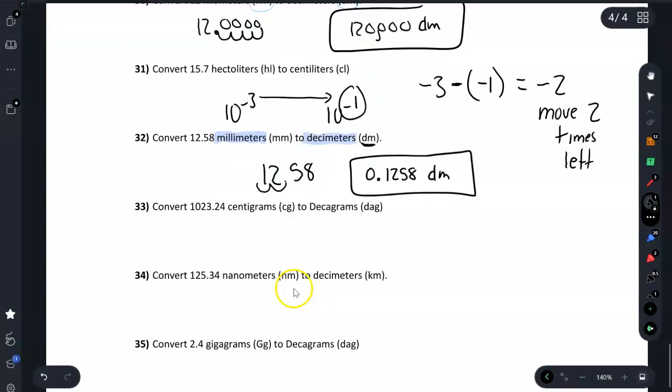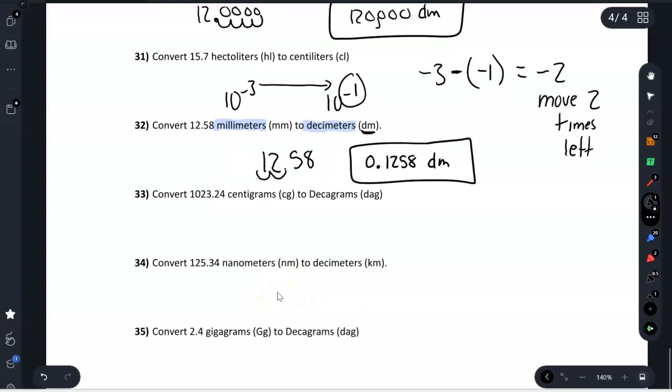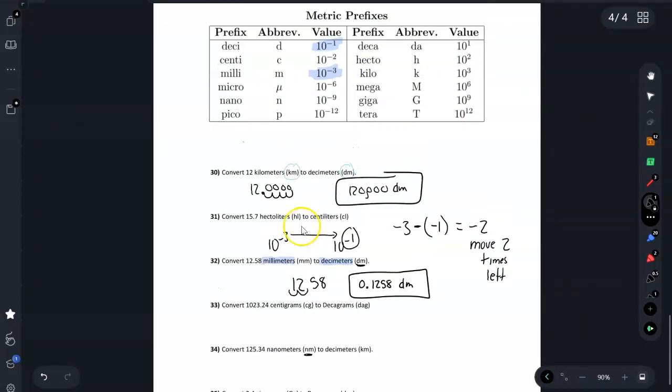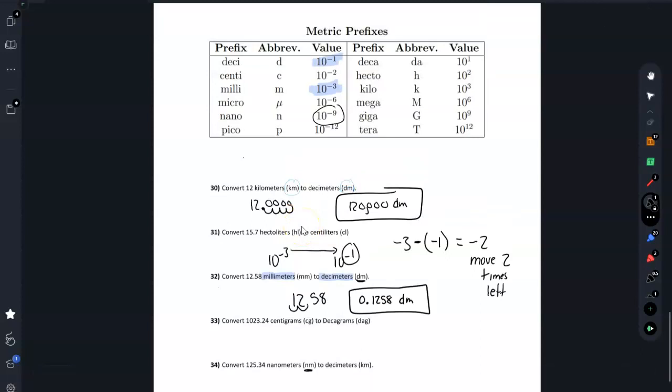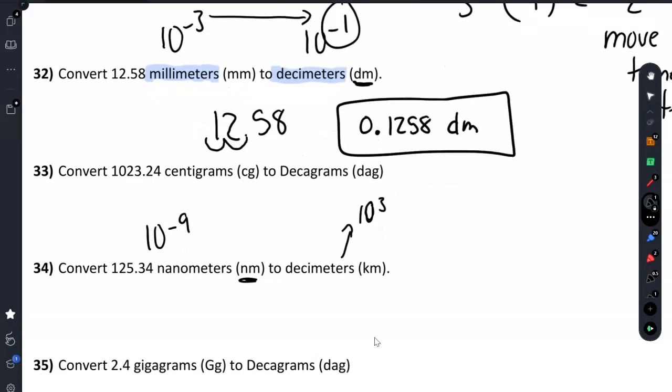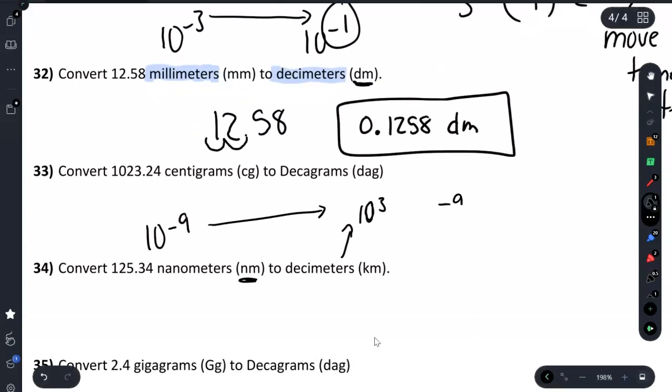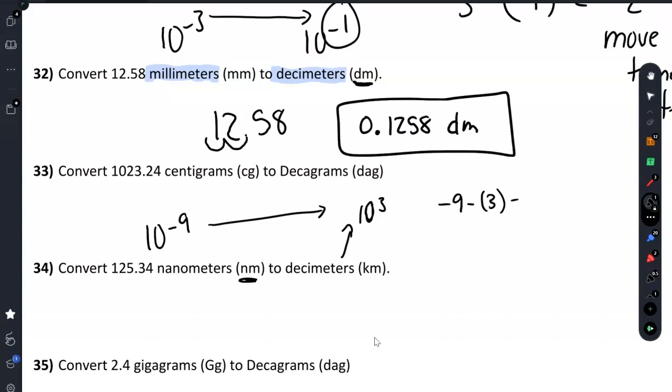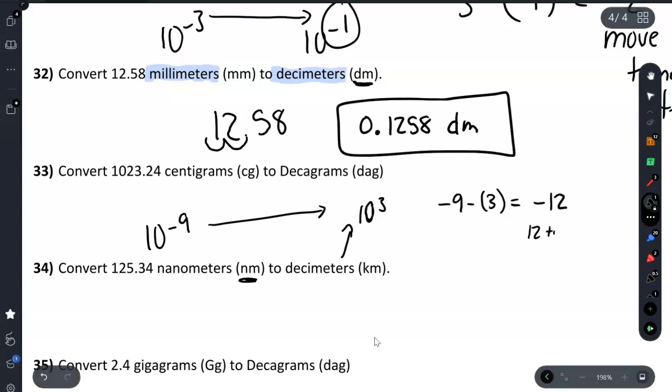All right, so let's check out 34. Here I'm dealing with nanometers, so I'm going to grab that prefix for nanometers, which is 10 to the negative 9th, and I want to go to kilometers, which is 10 to the 3rd. I'm going to have a big difference here. So I started with 10 to the negative 9th, and I want to go to 10 to the 3rd, so how do I get there? I'd say negative 9 minus 3. You can type that in your calculator, but that would give you negative 12, so that means move 12 times left.